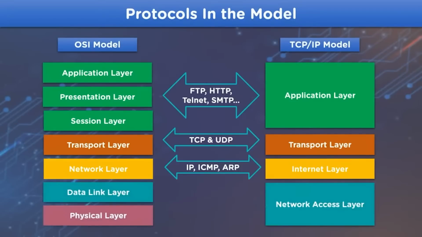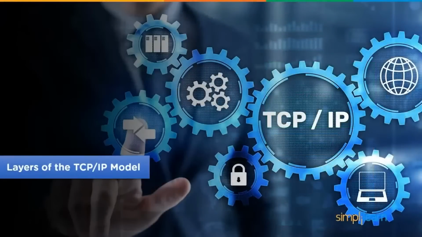Then we have the data link layer and physical layer from the OSI model, which refer to the network access layer in the TCP/IP model. These layers don't exactly apply any protocol but are connected through physical medium, which includes Ethernet, Wi-Fi, and cables. Now that we have completed the protocols regarding the TCP/IP model, let's take a look at the layers in detail.